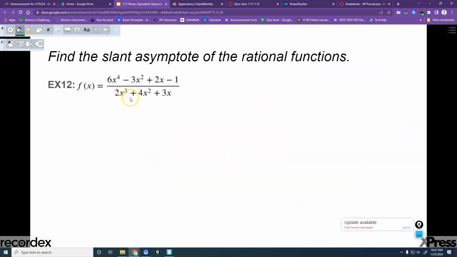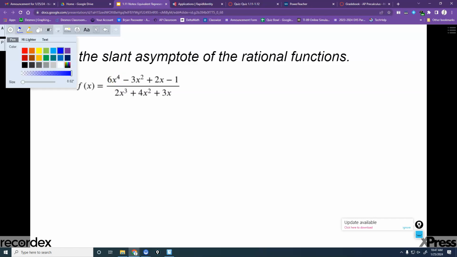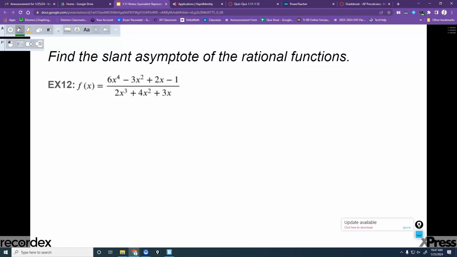Okay, same thing. I know I need to look for a slant asymptote here because my degree on the numerator is one higher than the degree on the denominator. So for this, what goes on the outside here? The bottom. So 2x to the third plus 4x squared plus 3x. And then on the inside, I'm going to have 6x to the fourth minus, oh wait.